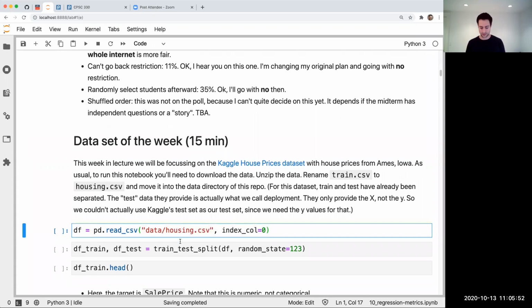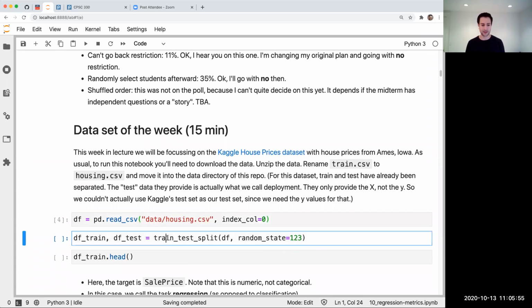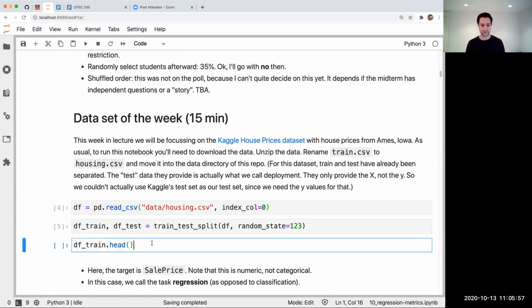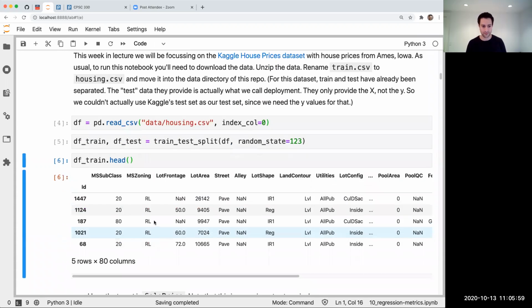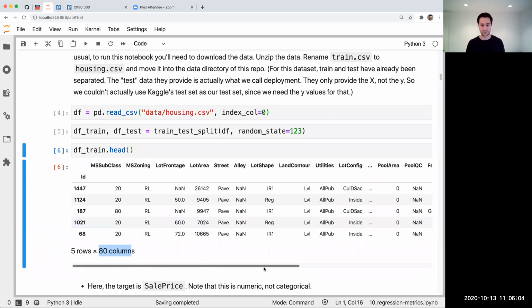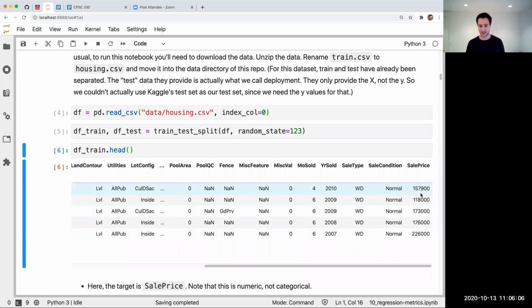And let's take a look. So we're going to load in the data set. We're going to train test split, and let's see what we got. So what we got is 80 columns. The thing we're going to be trying to predict is the sale price. You can imagine this is like a serious business problem that we're solving.